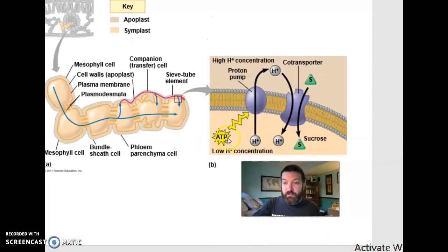This is an active process. We actively move sucrose across a membrane by pumping hydrogen ions out, and then, as we talked about earlier, they flow back in and pull in the sucrose with them. And once you've pumped sucrose across a membrane, water follows through osmosis.